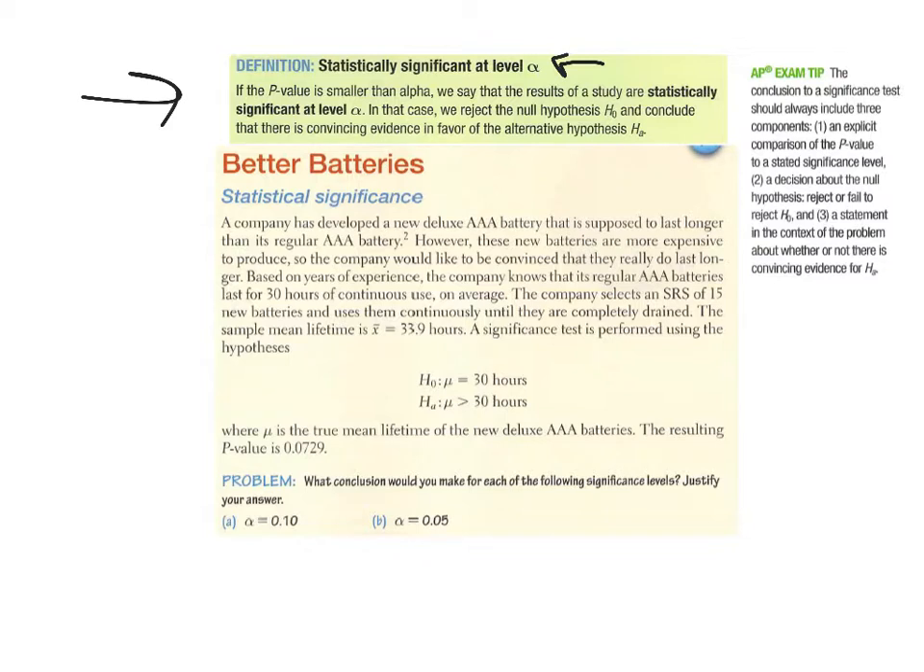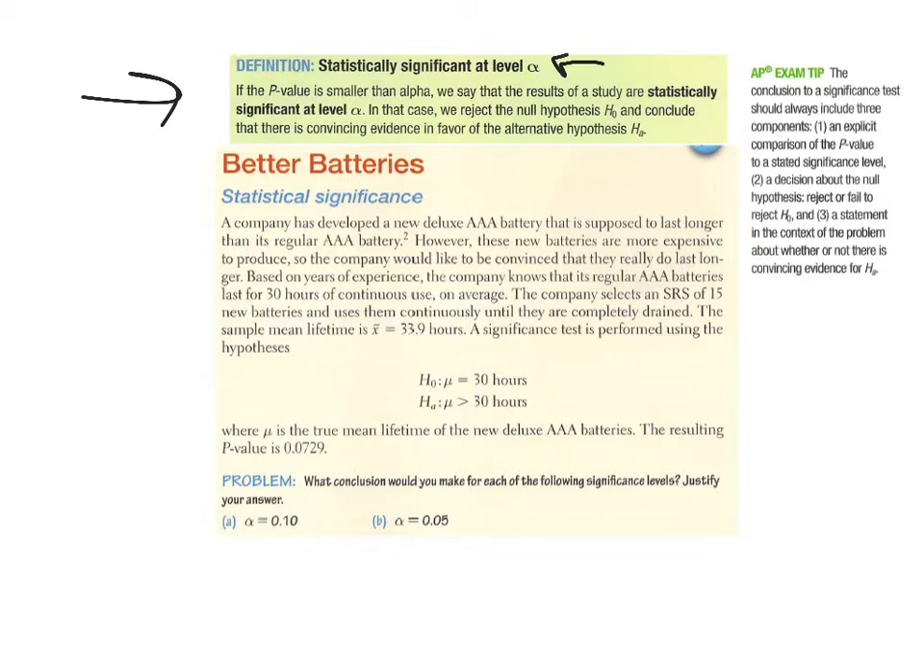My other option is that I could fail to reject the null hypothesis. Remember, we do not accept or imply that we accept the null hypothesis. We don't say that we believe it. We don't indicate that the null hypothesis is true. We reject it or we fail to reject it. And if we fail to reject it, we need to tack on that we did not have convincing evidence for the alternative hypothesis. Remember, this correlates with a high p-value.